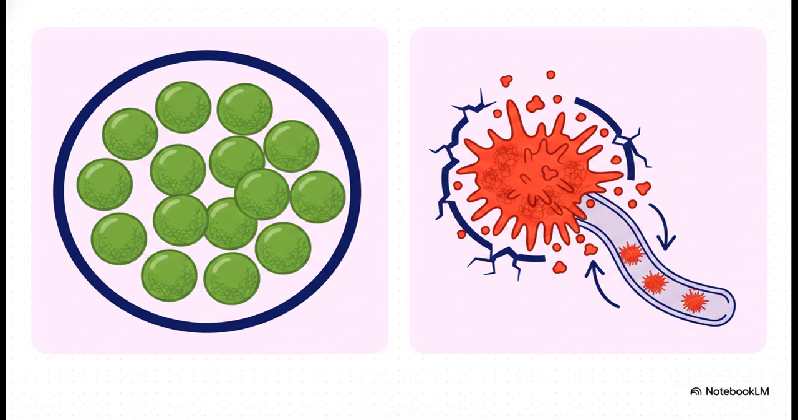But on the flip side, we have malignant neoplasms. These are the rule breakers. They're fast-growing, poorly differentiated, and they totally lack that capsule. Because they aren't contained, they actively invade surrounding normal tissues, and, most dangerously, they metastasize. That means they literally hijack the bloodstream or lymphatic system to travel and set up camp, forming secondary tumors in completely different parts of the body.